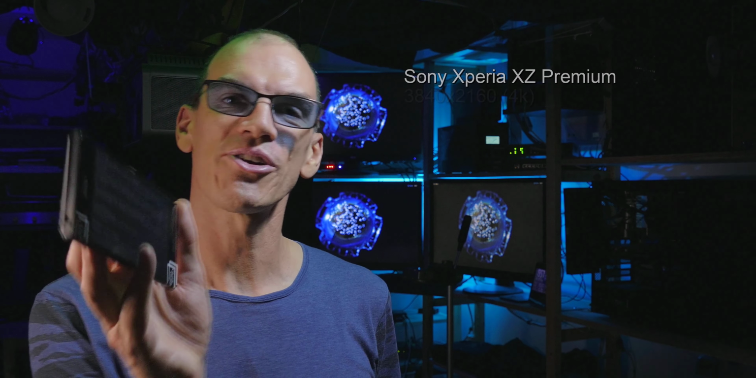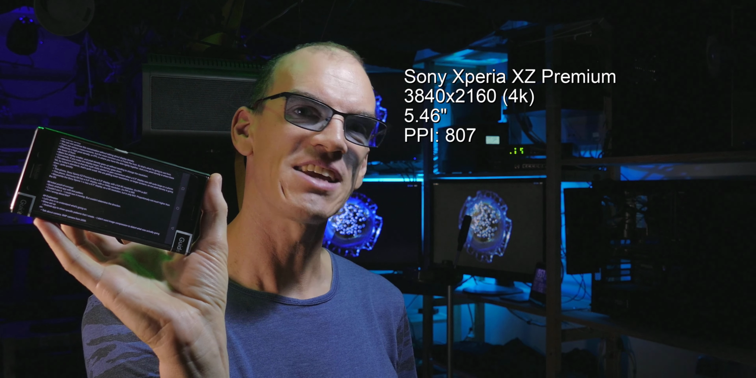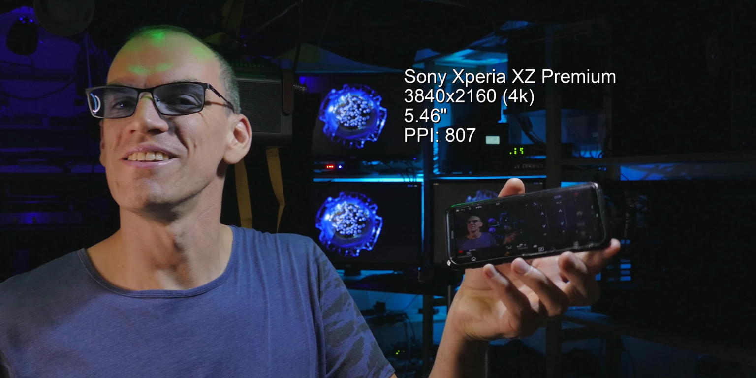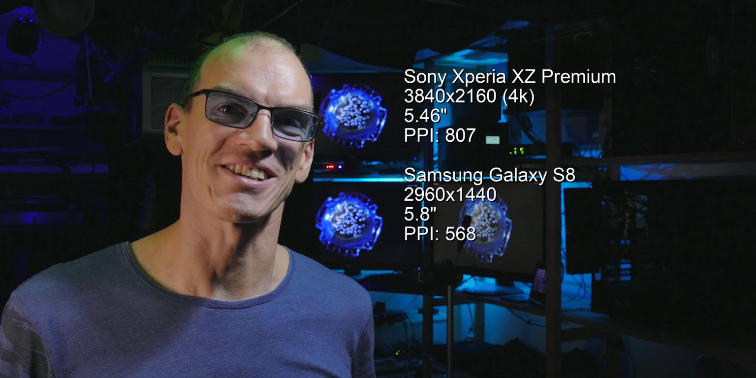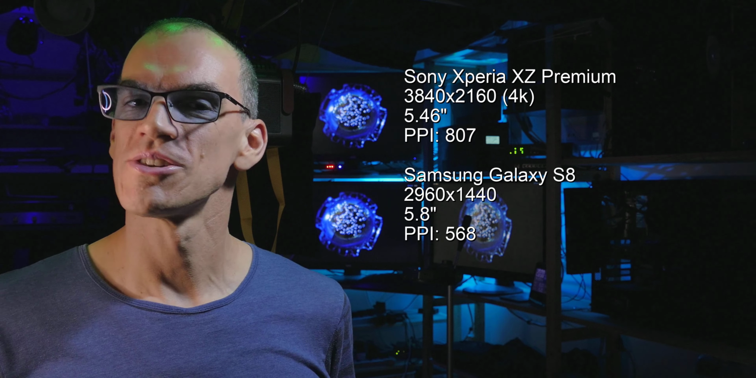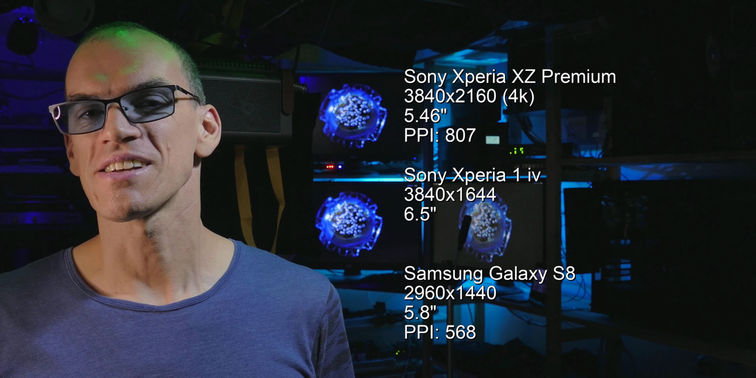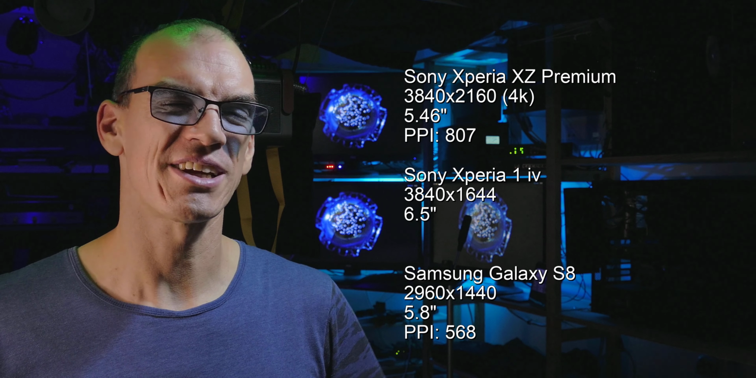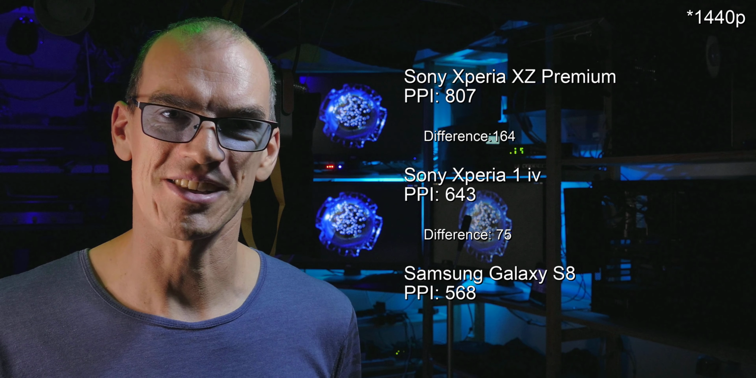So to put some numbers on how much it's going down, this phone here has a 4K display on it, and it has a PPI of 807. This phone has a 1440p display, and it has a PPI of 568. So compare that to the more recent Sony Xperia 1 Mark IV, that has a pixel density of approximately 643 ppi, so it is much closer to the 1440p display of several years ago.